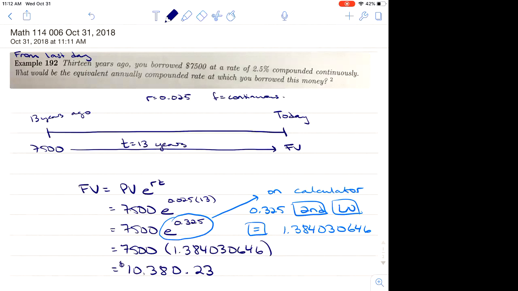So you borrowed $7,500 13 years ago, right? And now you're going to pay it back. What you have to pay back is $10,380.23. The reason I say we didn't quite finish is because what would be the equivalent annually compounded rate at which you borrowed this money? We can move between continuous compounding and annually compounded or weekly compounding, to figure out what annually compounded rate makes 7,500 go to 10,380.23 over 13 years.